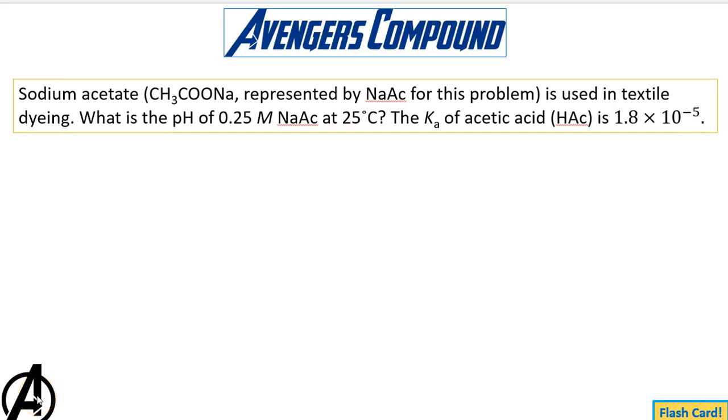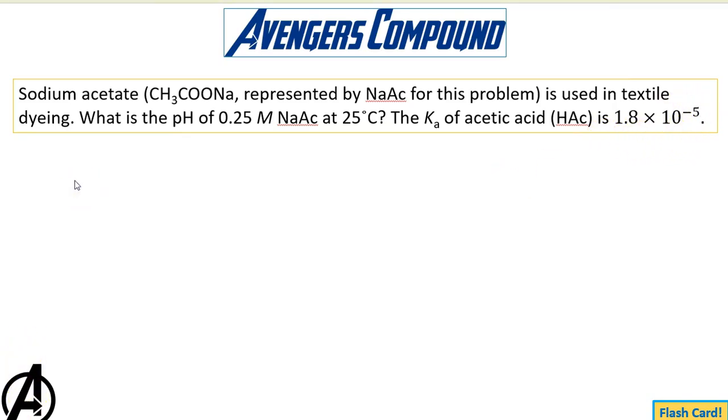All right, we're back at the Avengers compound. Let's go ahead and read this question. Sodium acetate, CH3COONa, represented by NaAc for this problem, is used in textile dyeing. What is the pH of a 0.25 molar NaAc at 25 degrees Celsius? They say the Ka of acetic acid is 1.8 times 10 to the negative 5.